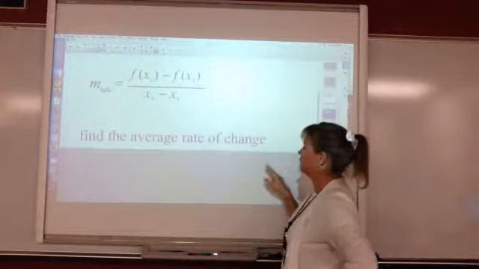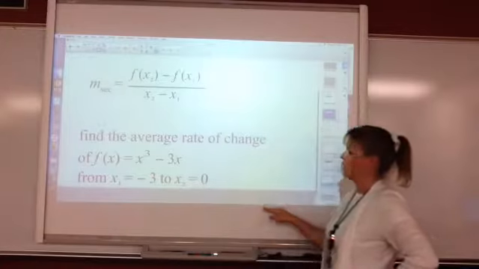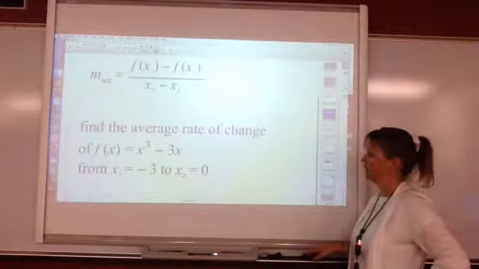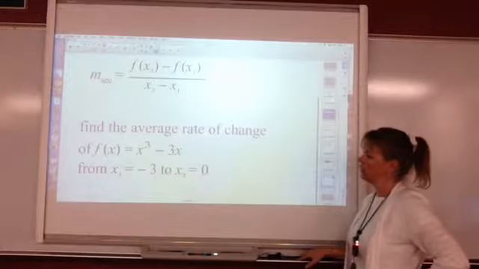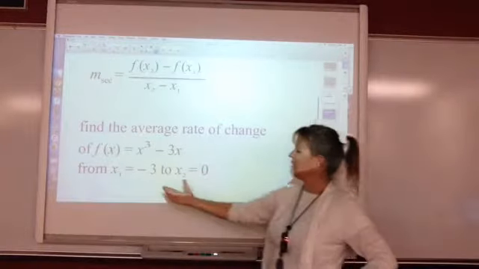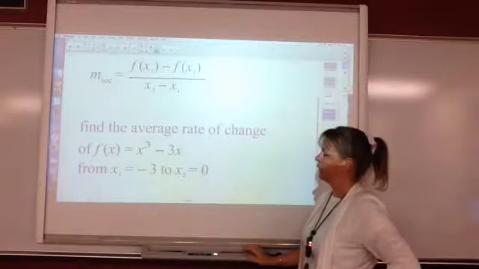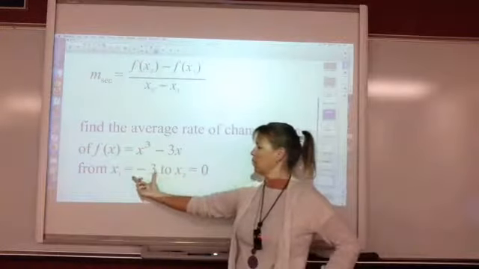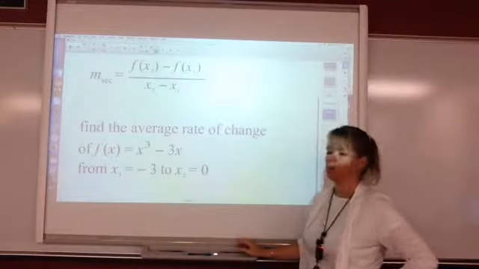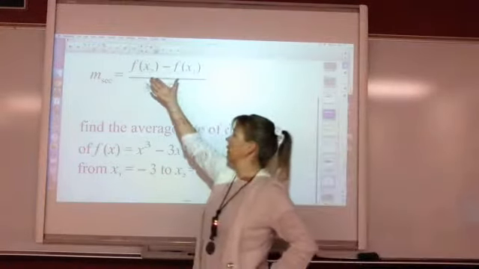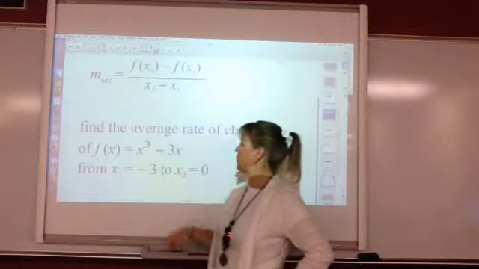Here's an example. Find the average rate of change of f of x, which is x cubed minus 3x. There's your function, from the first point, negative 3, to the second point at 0. We know our domain: we're going to go from negative 3 to 0. We do not know the range yet. We have to figure out the range, or the f of x values. We need 2 values up here.